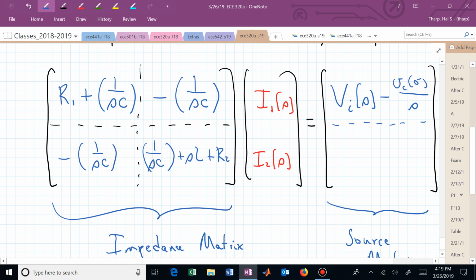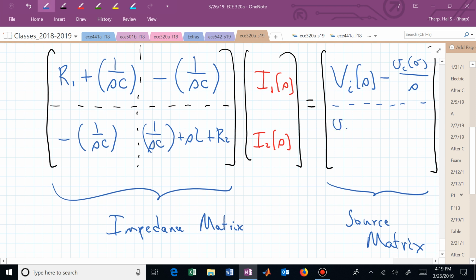The source term now becomes V sub C of 0 minus over S with a positive sign, and L I sub L of 0 minus comes in with a positive sign. And now we have our analysis ready to be just put into a machine and cranked out. We now have all of the dynamical equations associated with that second order RLC circuit now in one matrix equation.